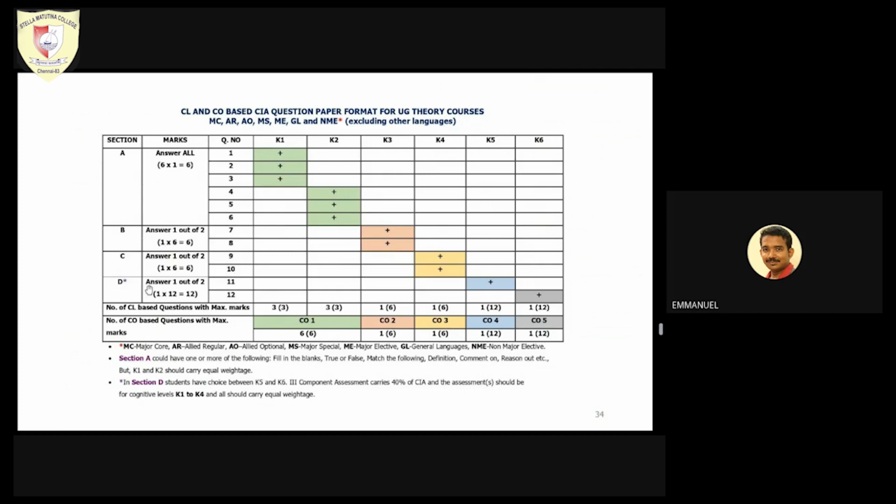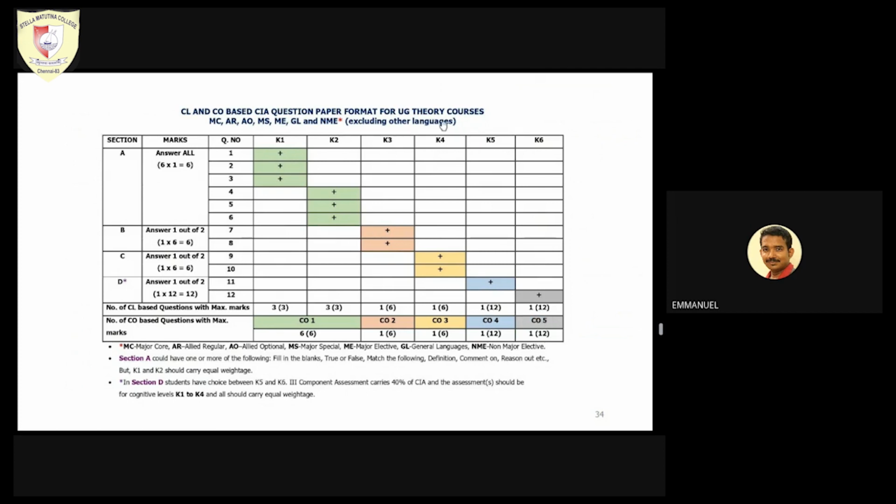Then in section D, we have clubbed both K5 level and K6 level, and students have been given options. Since it is an undergraduate level, we are giving options to choose between K5 level and K6 level. K5 is evaluating level, K6 is construction or creation level. Out of these two, we are giving options. So among K5 level and K6 level, a student could opt for 1 question, and that corresponds to CO5.